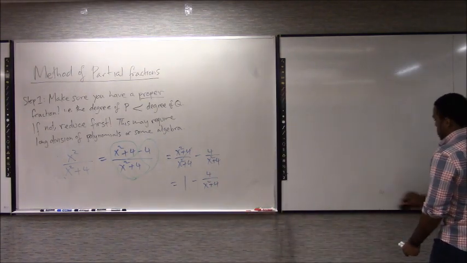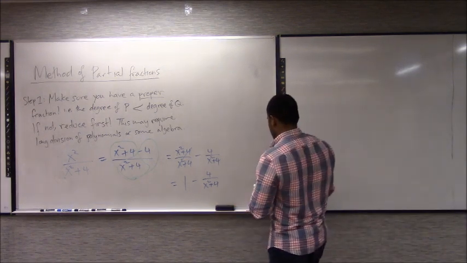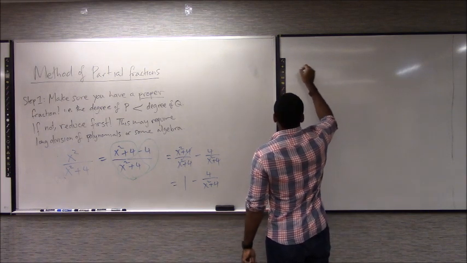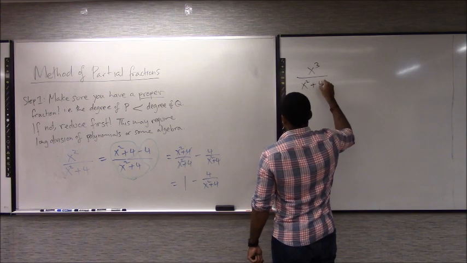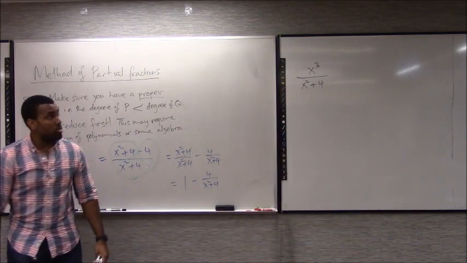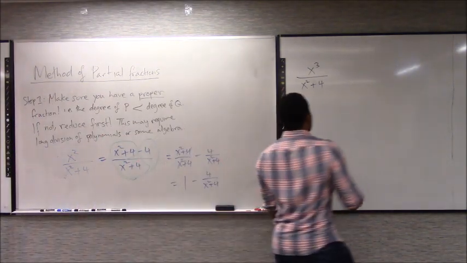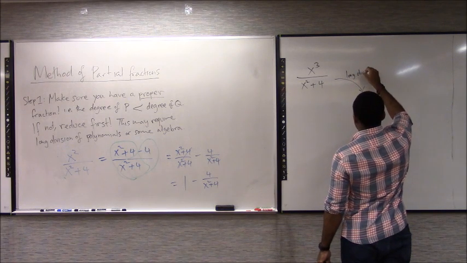But sometimes you might need a little bit more sophisticated machinery like long division. So for example, if I had instead x cubed over x squared plus 4, it's not exactly clear what I need to add and subtract to the top of that to actually make that look a little bit nicer. So what I would do in this situation is something like polynomial long division.